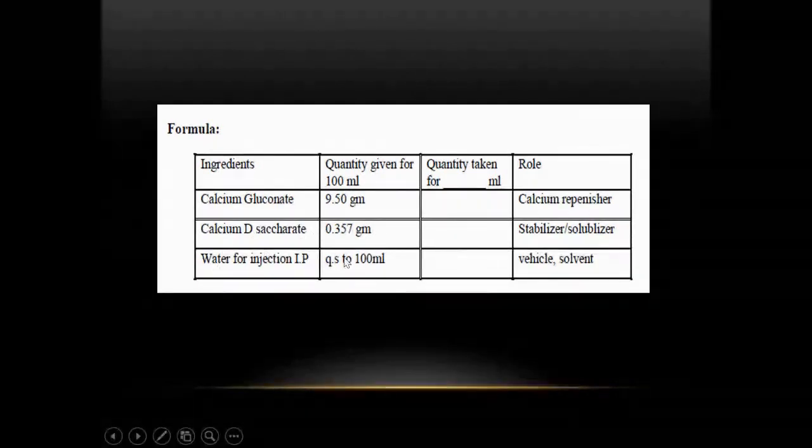Then water for injection, quantity sufficient to 100 ml. Then quantity taken for: the examiner may ask you to prepare and submit 5 ampoules, 10 ampoules, or 6 ampoules. So according to this, you have to adjust the quantities. Then the role: calcium gluconate is used as a calcium replenisher, calcium disaccharide as a stabilizer, and water for injection as a vehicle.